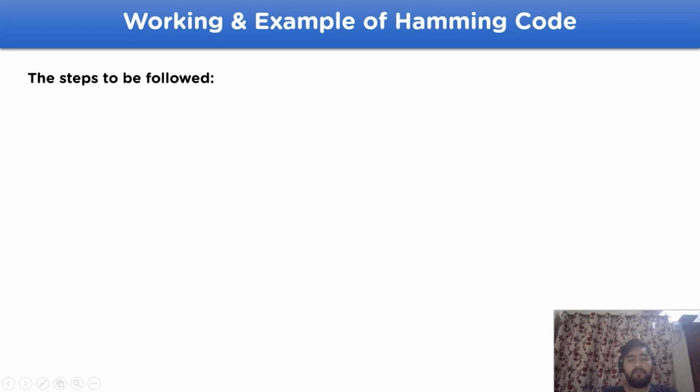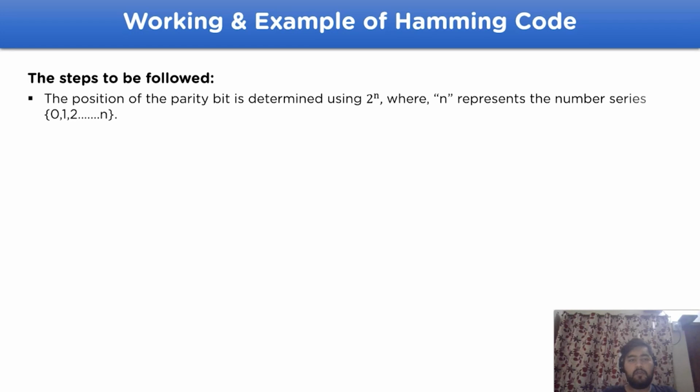Let's begin with the steps to be followed to solve a Hamming code problem. The first point being the position of the parity bit is determined using 2 to the power n term, where n represents the number series 0 to n. Assigning the position for parity bit using this method would be more clear during an example. For the second point we have the remaining positions represent the data bits.